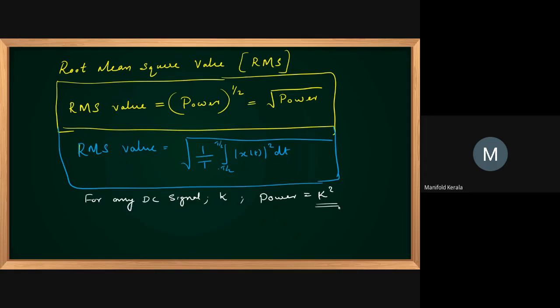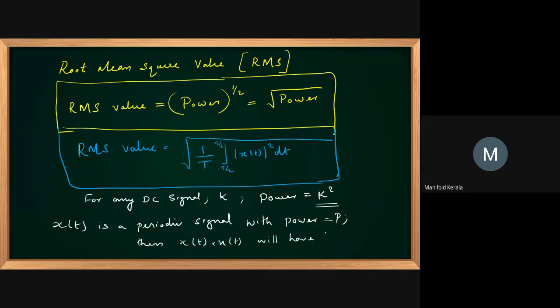Right. Now, for any periodic signal, suppose x of t is a periodic signal with power equal to P, then x of t into u of t will have power equal to P by 2. This is an important point. Okay. I'll explain what is meant by that point. You can just take it down.